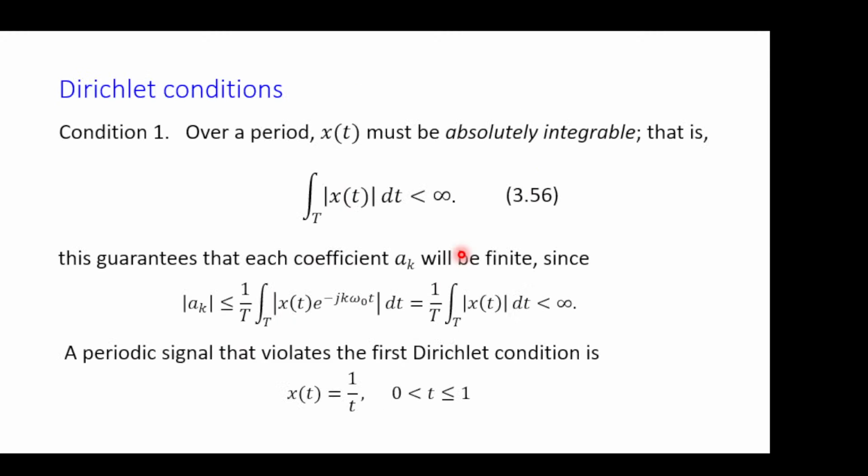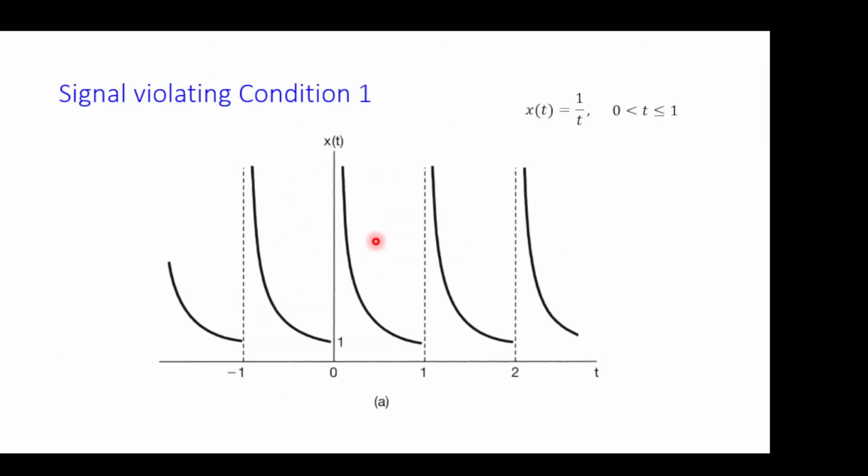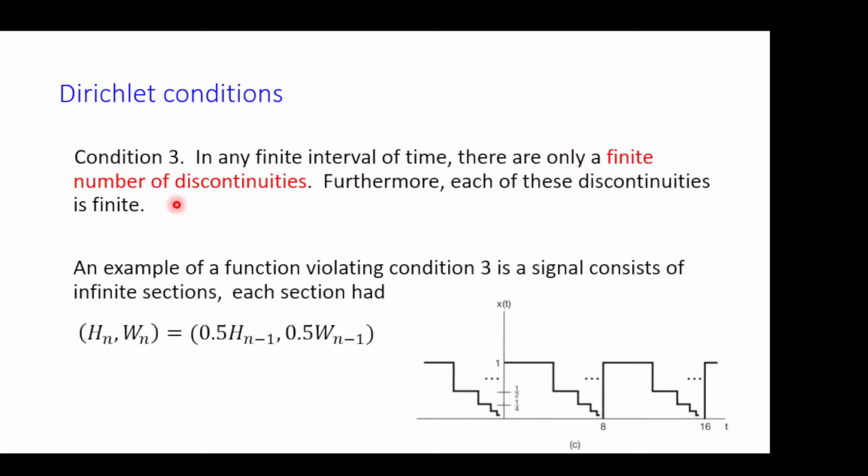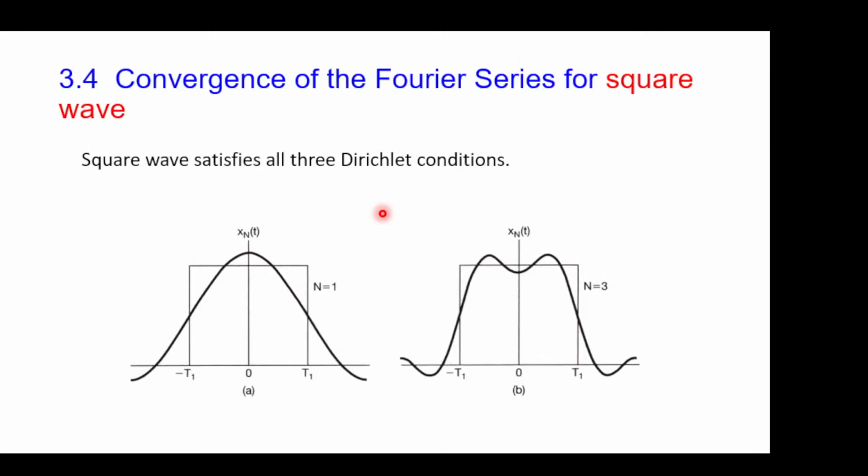Let's go through once again. You want to be absolutely integrable, and you want to have bounded variation. Finally, you want to have a finite number of discontinuities. Okay, let's go back to our square wave. This is an example and application of our Dirichlet conditions. This is a small part of a square wave, between minus t1 and t1. Let's see that we satisfy all three Dirichlet conditions.